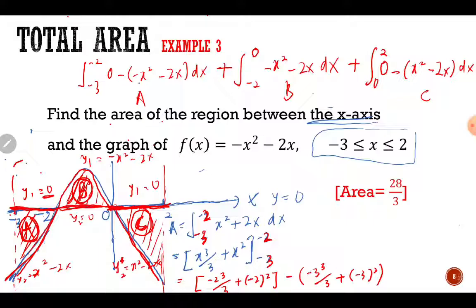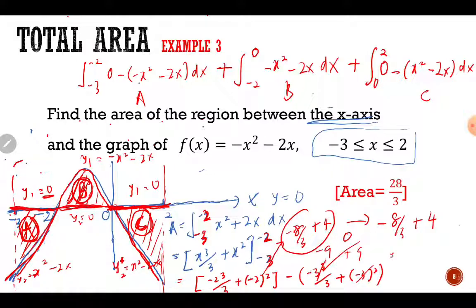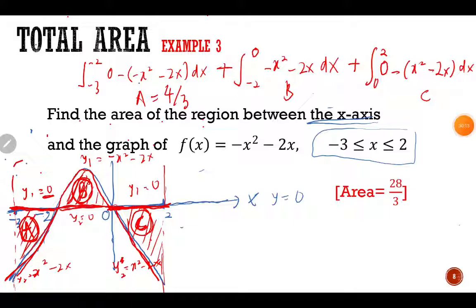Alright. So here you akan dapat negatif ni. Nampak tak? Negatif 9. This one you get negatif 9 tambah dengan 9. So this part will be 0. And this one you akan dapat negatif 2/3 tambah, negatif 8/3 tambah 4. So this one will give you negatif 8/3 tambah 4. So we have negatif 8/3 tambah 12/3. So we get 4/3. Ni jawapan kita untuk A. So A kita adalah 4/3.